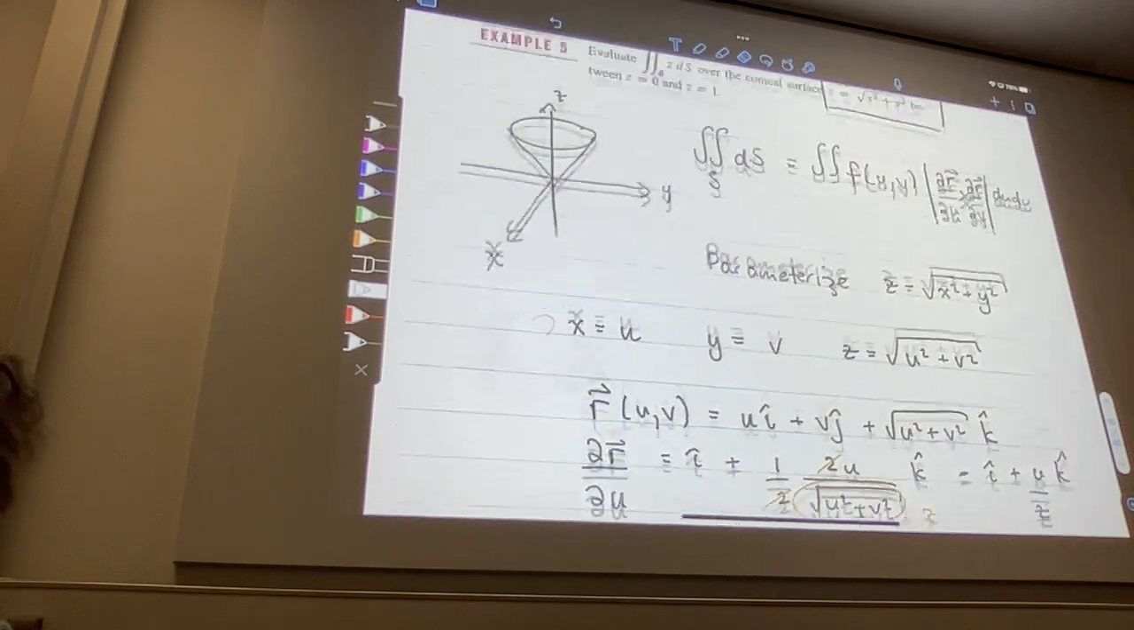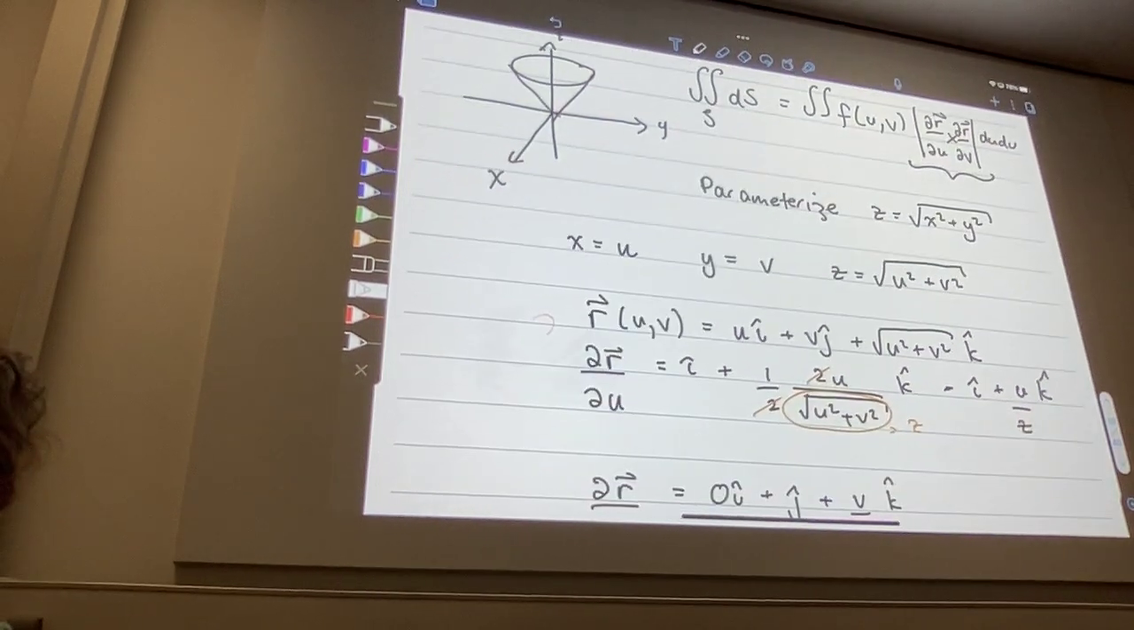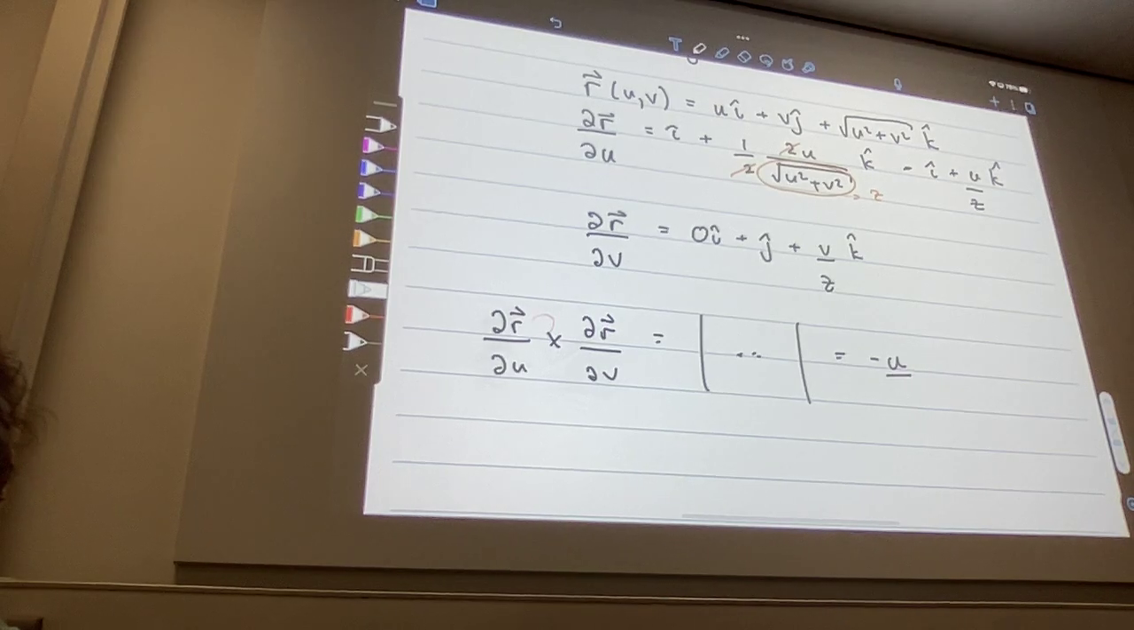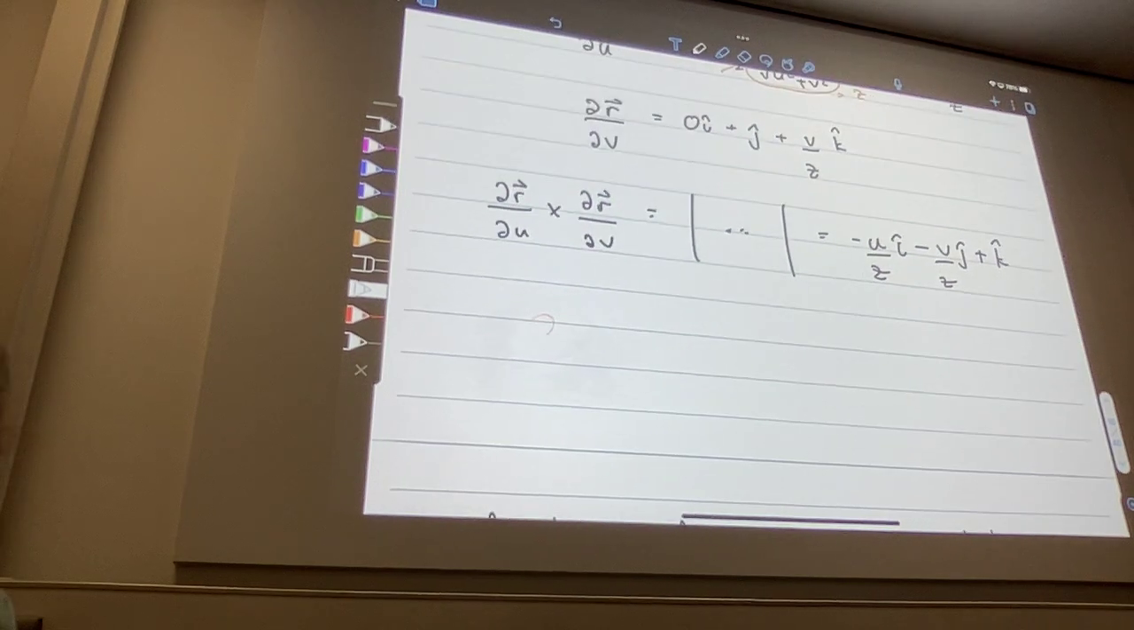So now, going back up here, we need our cross product. So we do our cross product of dr du, dr dv. And I'm not going to bore you with the details. You do this however makes you happy. But what you'll end up with is, okay, so do your cross product. Okay, so we've done the cross product. Now we have to take the magnitude of the cross product.